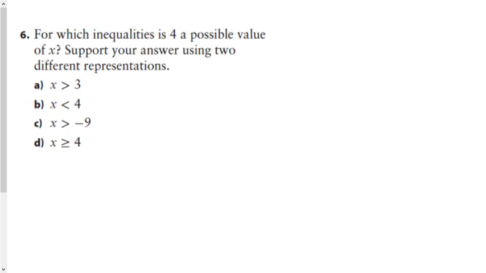For question 6, for which inequalities is 4 a possible value? So all numbers greater than 3, is 4 one of those numbers? Yes, it is. 4 can be a number greater than 3. All numbers less than 4, can 4 be a value? No, it can't. All numbers greater than -9, would 4 be a number that's greater than -9? Yes, it is. And all numbers greater than or equal to 4, is 4 one of those numbers? Yes, it is.